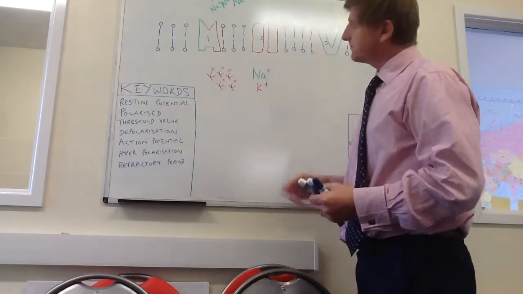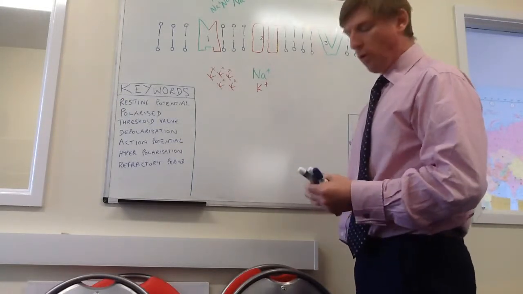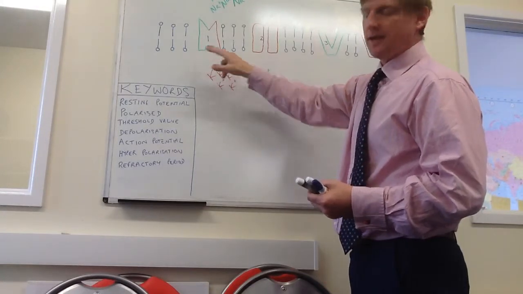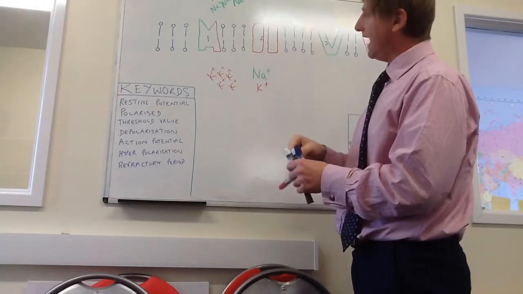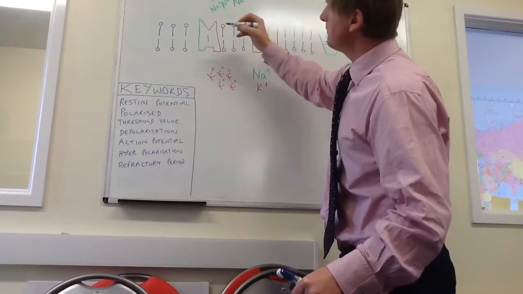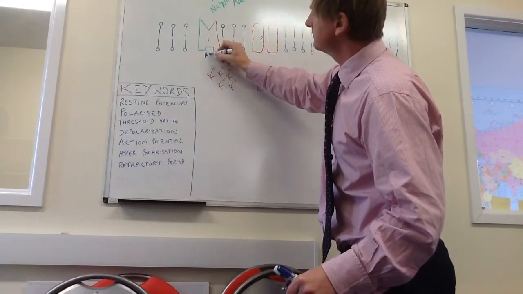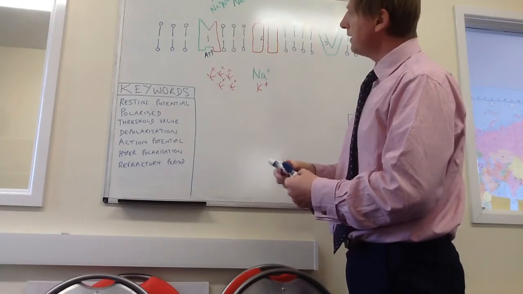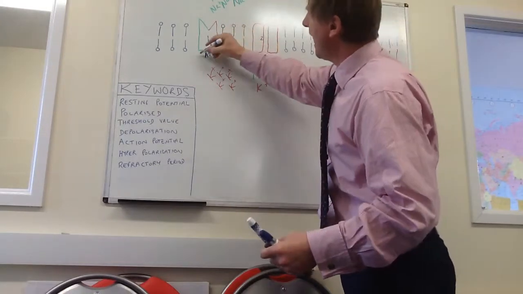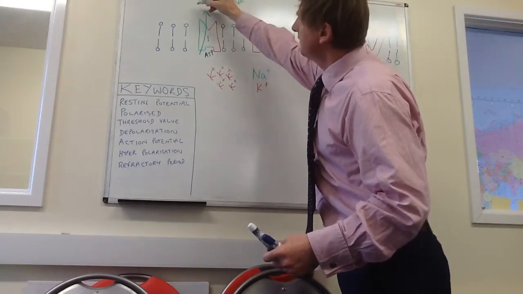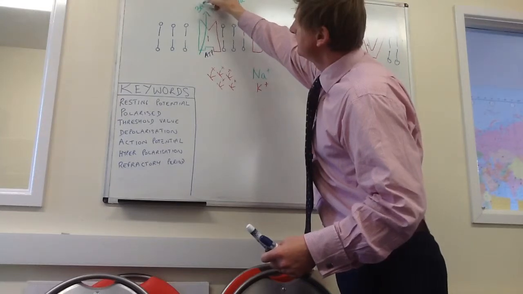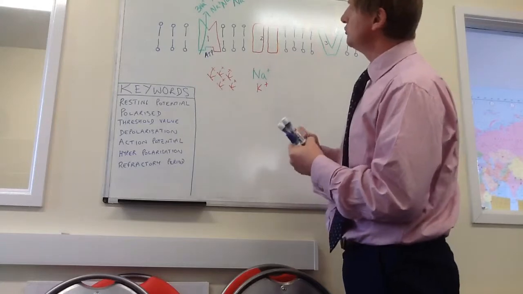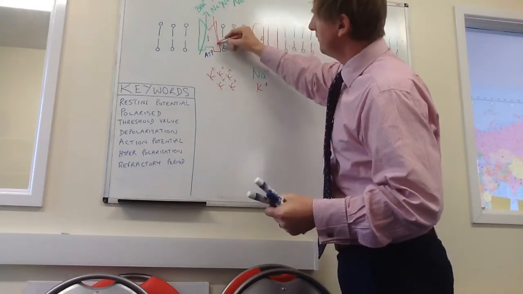Now the way it does this is this protein number 1. This is a sodium-potassium ATPase. And that means using ATP, obviously an energy source, it pumps sodiums out of the cell. In fact, it pumps 3 Na pluses out, and it pumps 2 K pluses in.